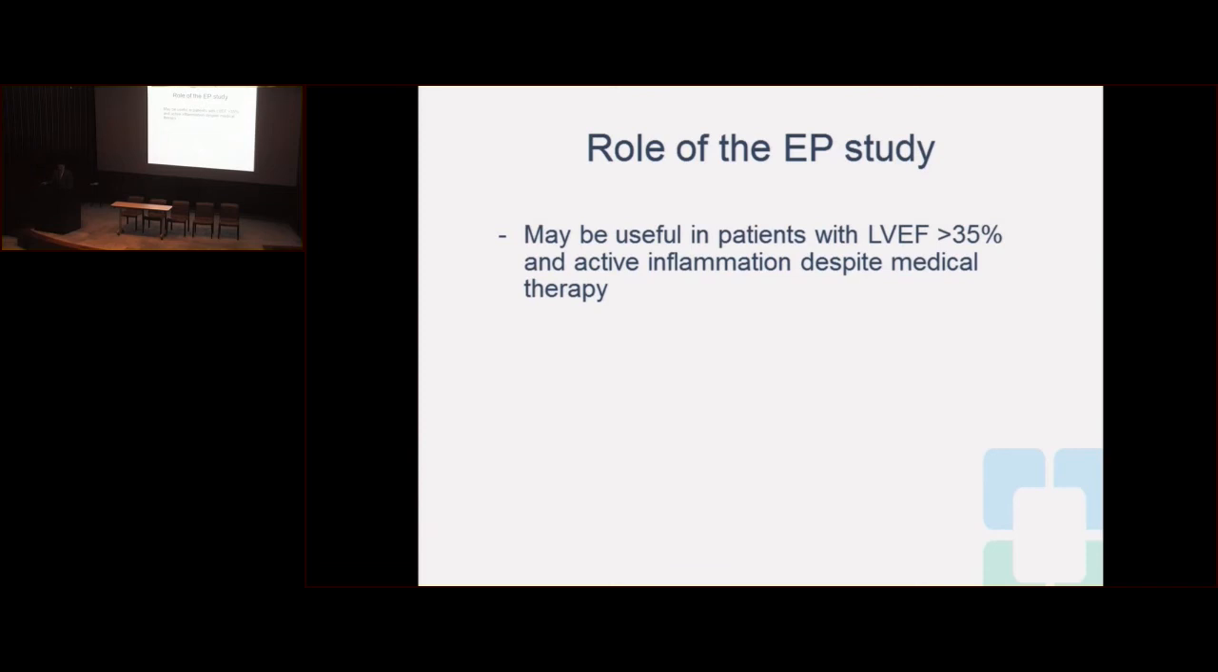The role of an EP study: this is a study where we pace the heart in certain ways to see if a patient is able to be placed into these dangerous arrhythmias. We can use this to risk stratify patients who have a lower ejection fraction in that sort of 35 to 49% range. It's still a little unclear the role of the EP study, but we do use it in some patients.